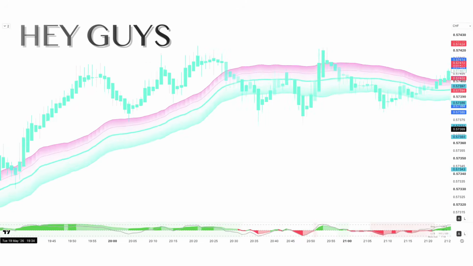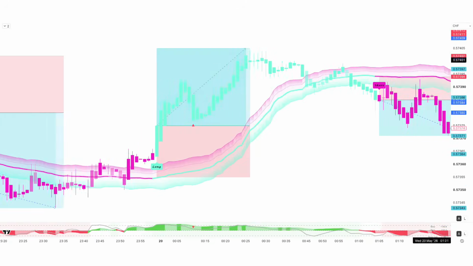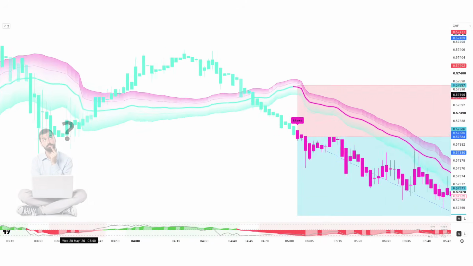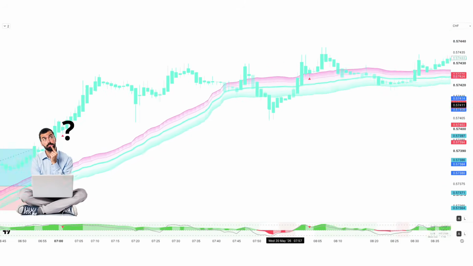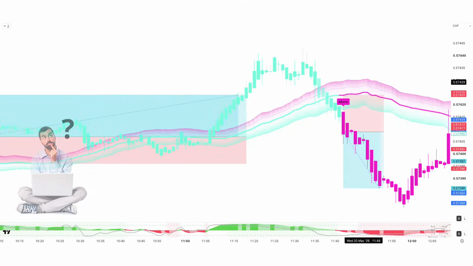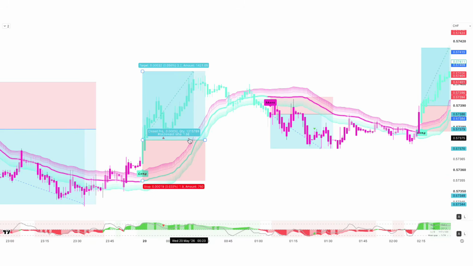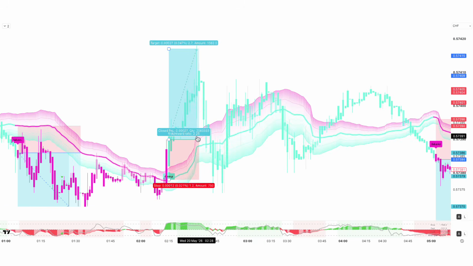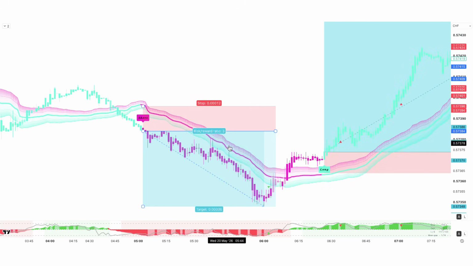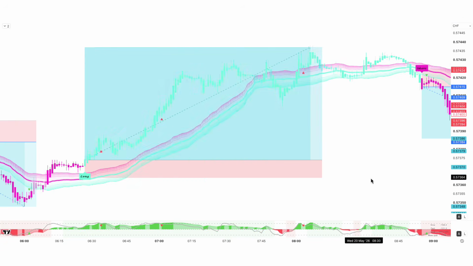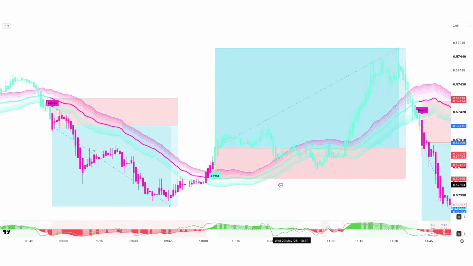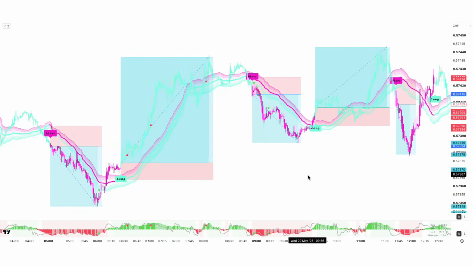Hey guys, most indicators react after the market has already made its move. But what if you could spot the signs of a potential reversal much earlier? In today's video, we're looking at a TradingView indicator that caught my attention for one simple reason. Its signals can appear before a bigger move becomes obvious on the chart. And that's exactly what we're going to examine.